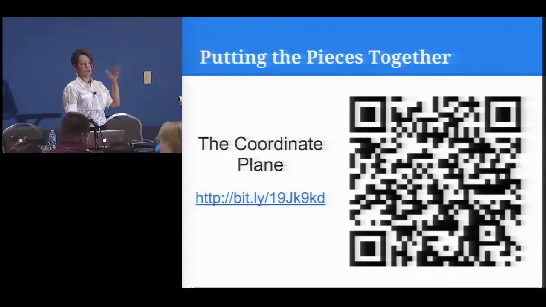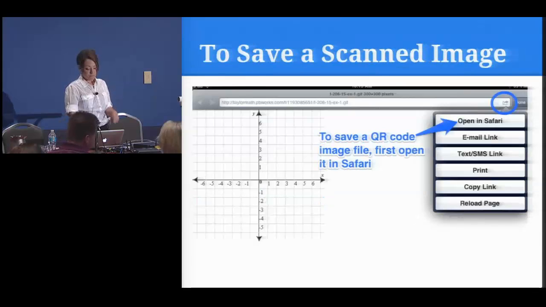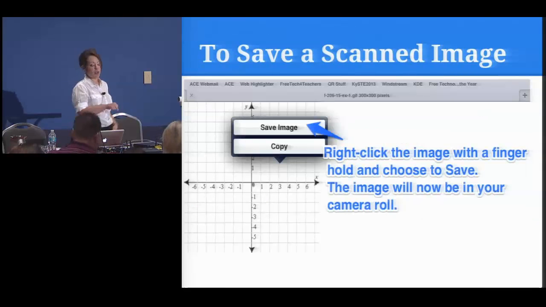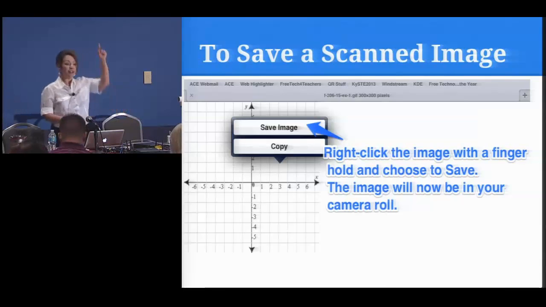If it's not reading for you, it's okay. It's for the purpose of practice. The bit.ly, okay, so if the QR isn't working, I have provided the bit.ly, so you can just type that in, and the image will pull up that way. All right, so once you have opened it in Safari, now you can hold your finger down on the iPad for a second, release, and click Save Image, and it goes into your camera roll.